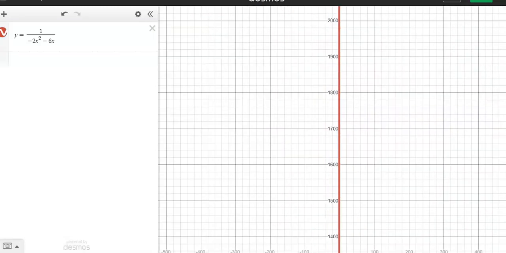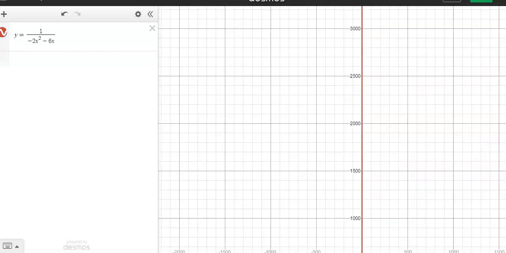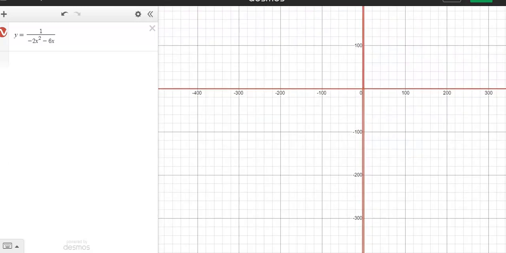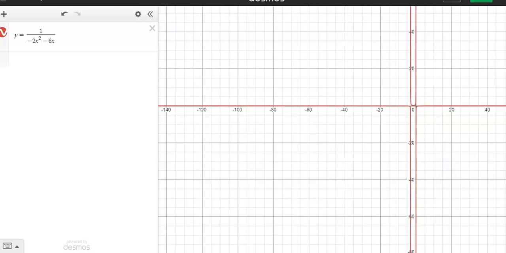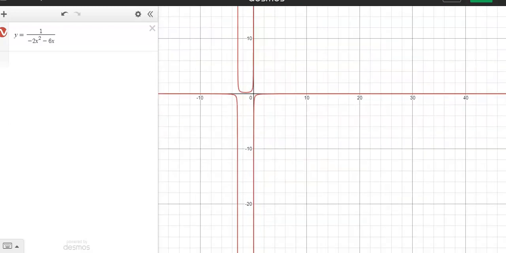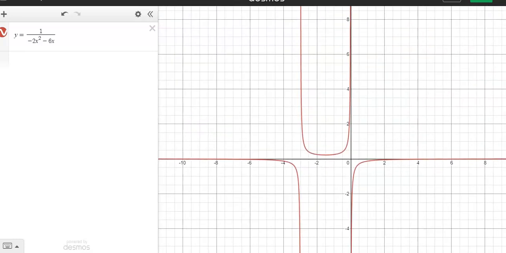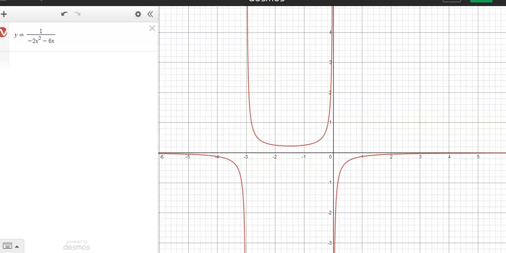And I got to zoom way in. Not seeing a whole lot until I can get in there a little bit. All right, so there we go. Asymptote here. So you got a U on top and these two funky things on the bottom, but that's what you're looking at.